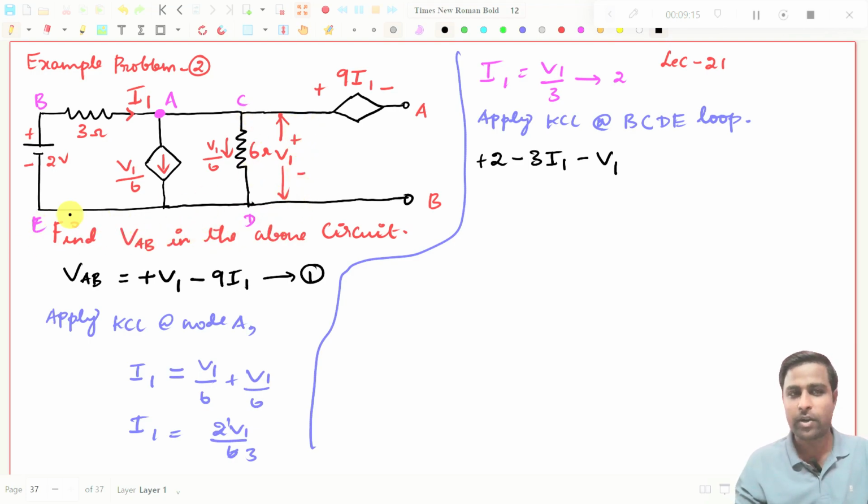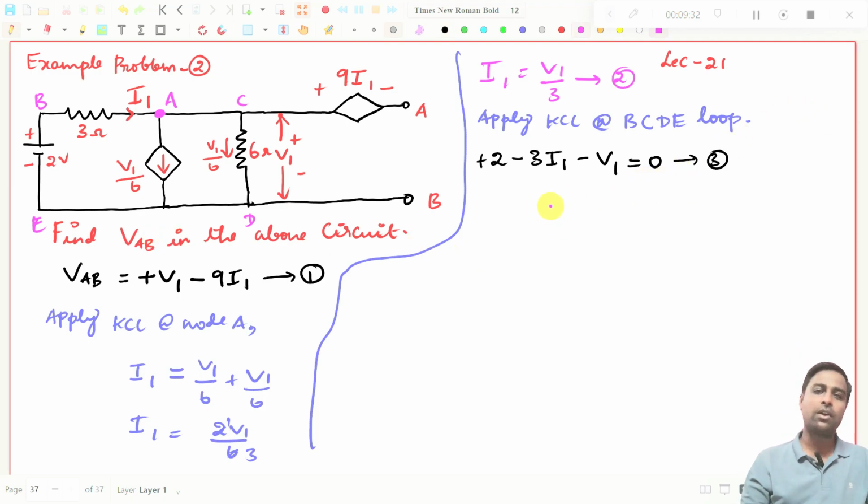That's all. There is no other element present in this loop, so that should be equal to 0. You see, this is also one of the expressions, right? So I will mark this expression as 3. This is already 2, right?